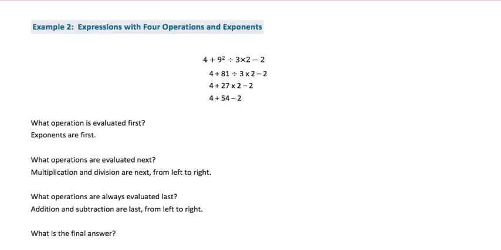And again, I rewrite the rest so I know what I have left. I have addition and subtraction. So I will do the problems from left to right. 4 plus 54 is 58, minus 2 equals 56.